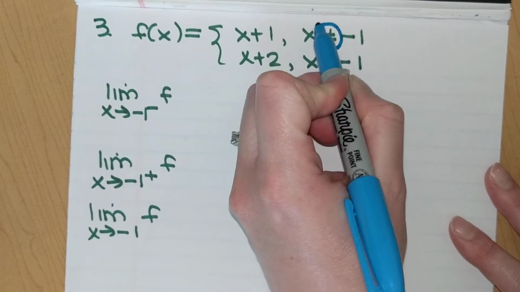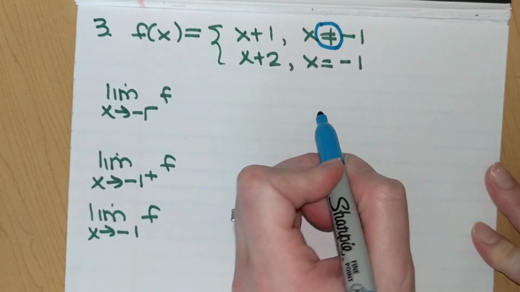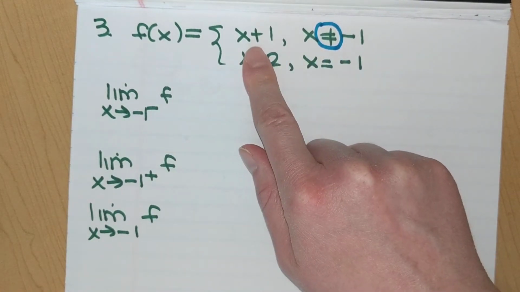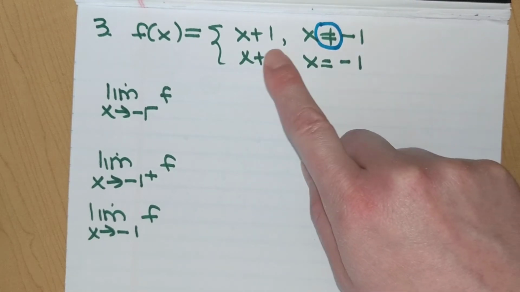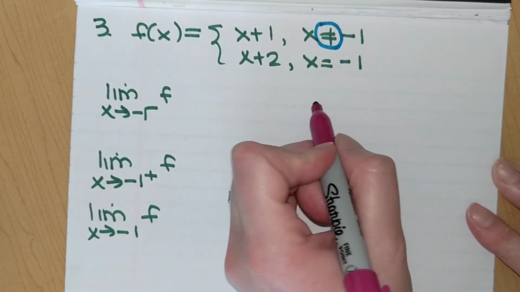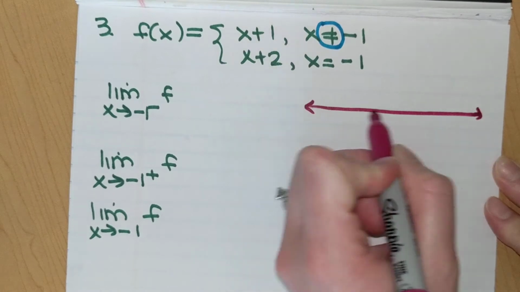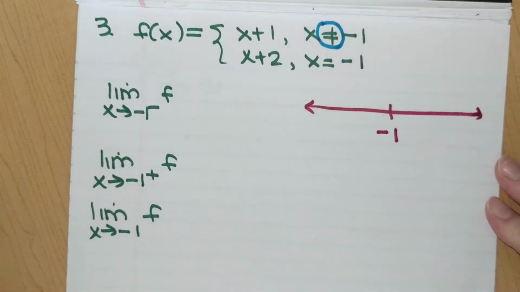It's defined as x not equal to -1, you will have x plus 1, but if x equals -1, you have x plus 2. So let's draw a picture of what that looks like. You have -1 as your split point.